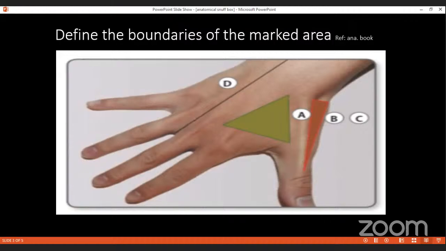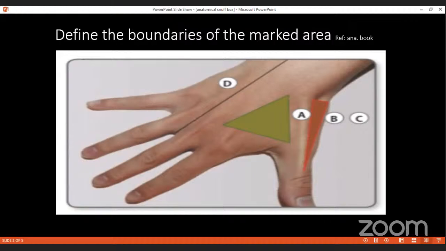Can you tell me the course of the radial nerve? It arises from the posterior cord of the brachial plexus and traverses the triangular space of the arm, then descends into the posterior extensor compartment of the arm, and then it arises in the anterior lateral surface of the forearm and gives off the posterior interosseous nerve, which supplies the extensor muscles of the forearm.